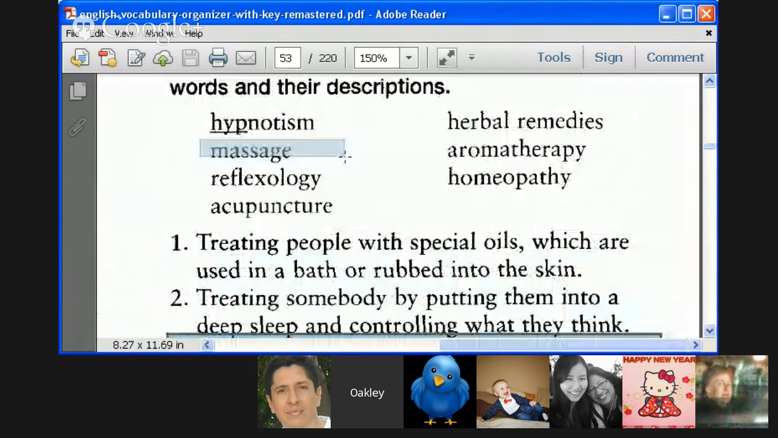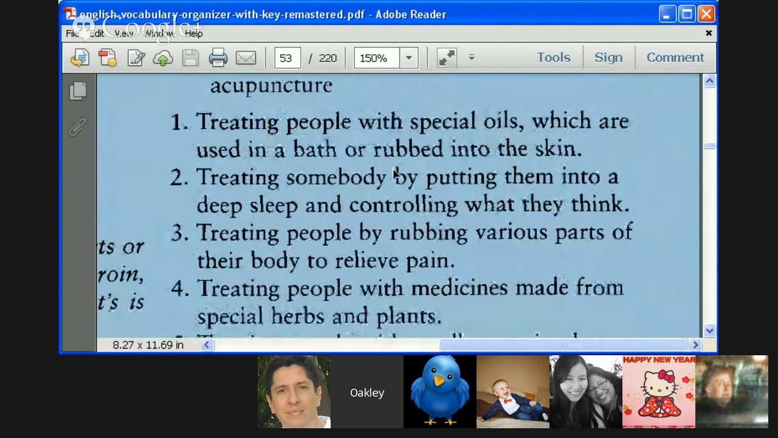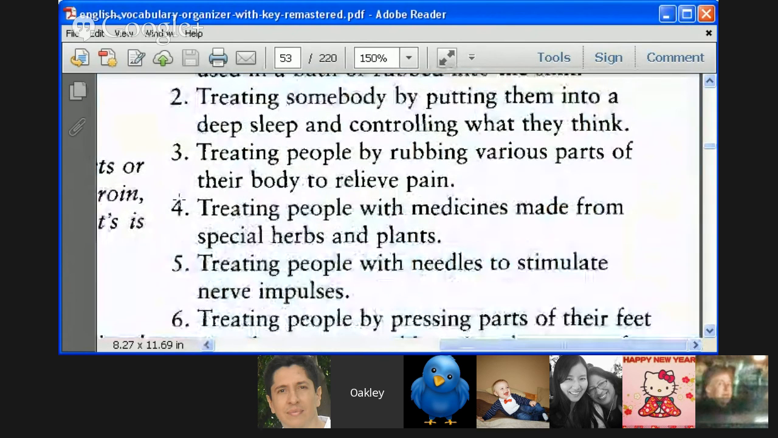Massage. Okay, everybody mispronounces this. The last part is age. It's two syllables: massage. It should sound like television, vision. Massage. It's sort of not really a Z sound. Okay.